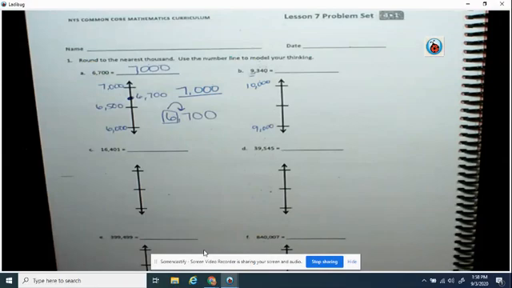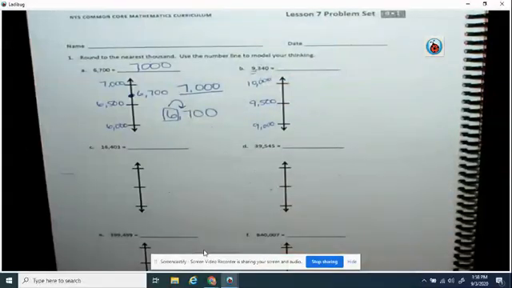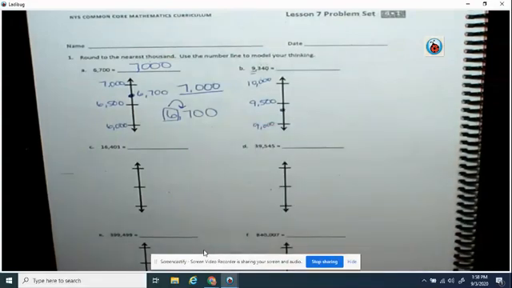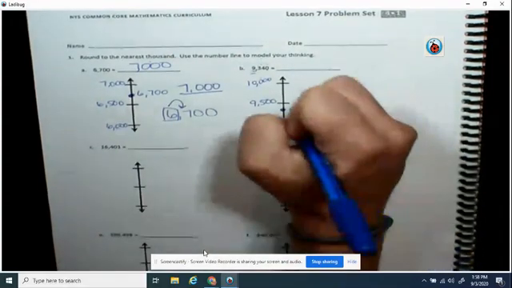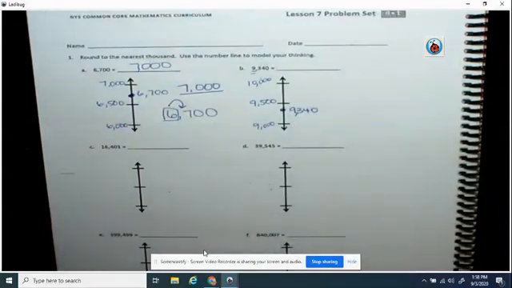Okay, so 9,000, and then what's our middle point going to be? Always that 500, 9,500. Okay, so I've got 9,340. That's definitely going to be less than 9,500. It's going to go in here somewhere. 9,340. You don't have to make it exact, but it's lower than 9,500.